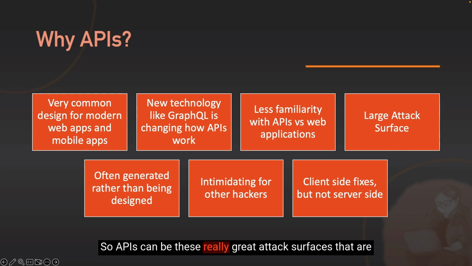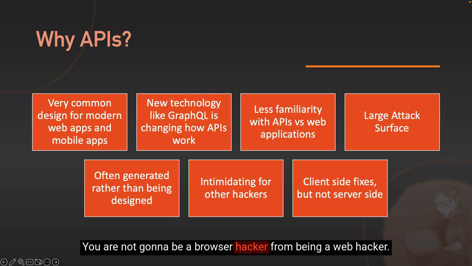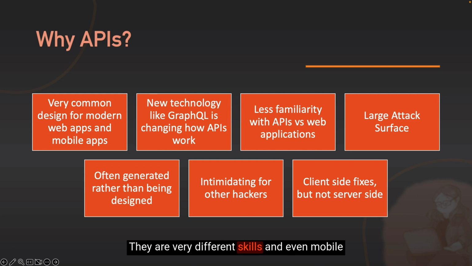So APIs can be these really great attack surfaces that are changing all the time, that are super common, that have really large attack surfaces, and that people aren't actually looking at. A lot of people will also think API hacking is a completely different skill. And in some cases, hacking is completely different skills. You are not going to be a browser hacker from being a web hacker.